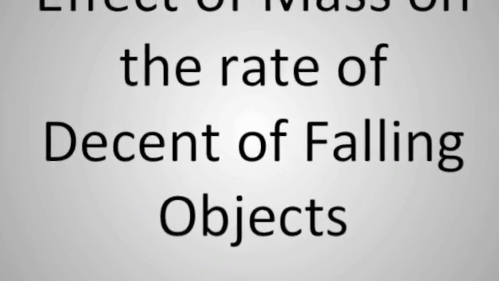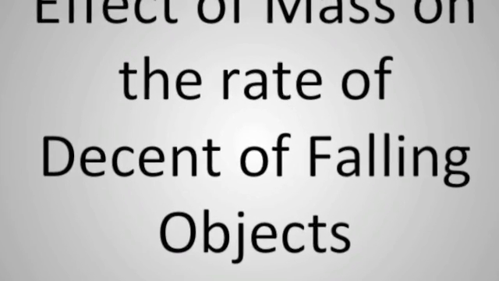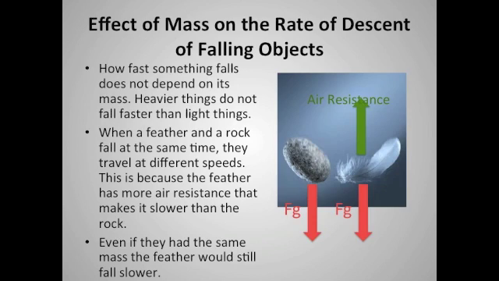Effect of mass on the rate of descent of falling objects. How fast something falls does not depend on its mass. Heavier things do not fall faster than lighter things. When a feather and a rock fall at the same time, they travel at different speeds. This is because the feather has more air resistance than the rock. Even if they had the same masses, the feather would still fall slower than the rock.